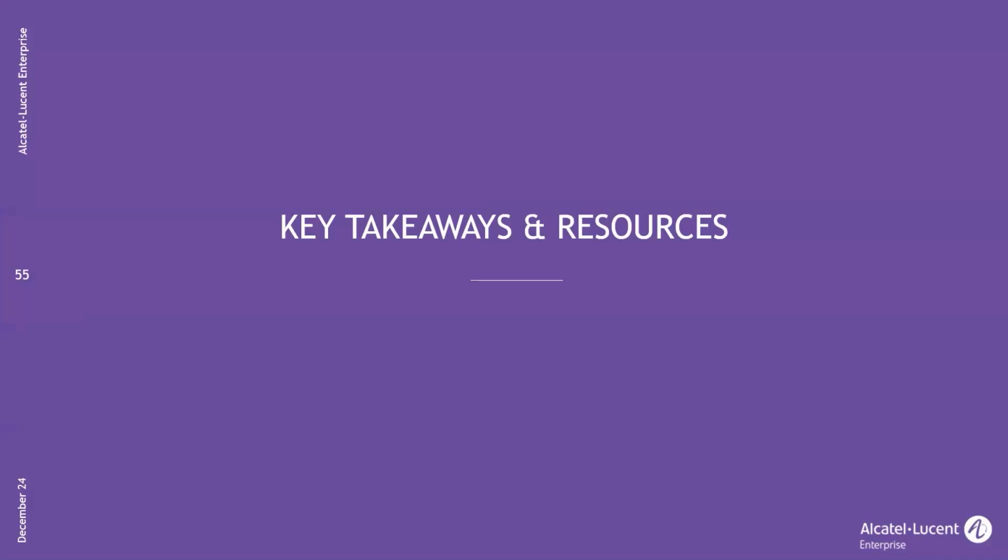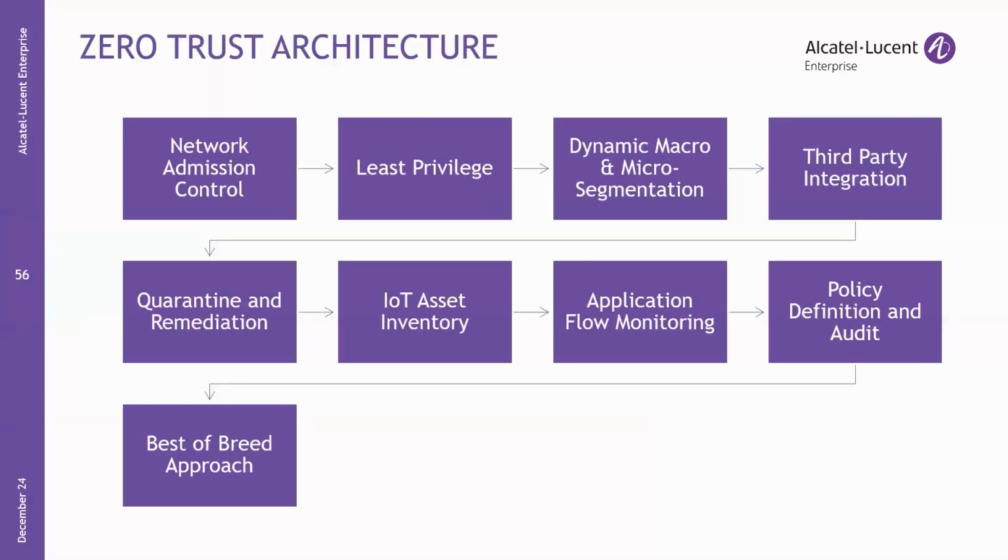That brings us to the end of this workshop, and we would like to close with key takeaways and some resources that can help you go further in your Zero Trust journey. A Zero Trust journey starts with network admission control, authentication, and authorization, implementing role-based access with least privilege. We continue with dynamic macro and micro-segmentation on the basis of the user identity. The macro segment is the network slice that the user or device is mapped to, whilst the micro segment are additional policies applied even within the same macro segment.